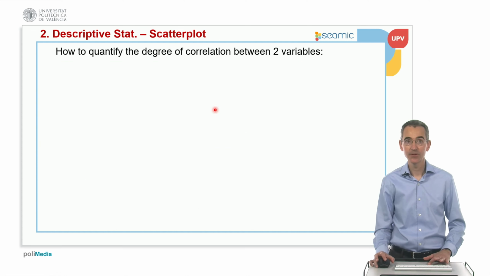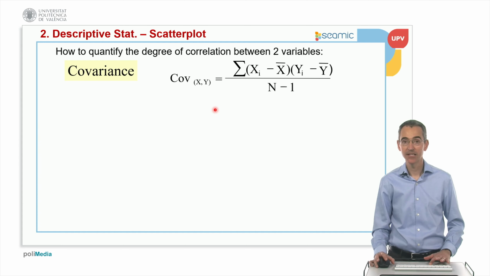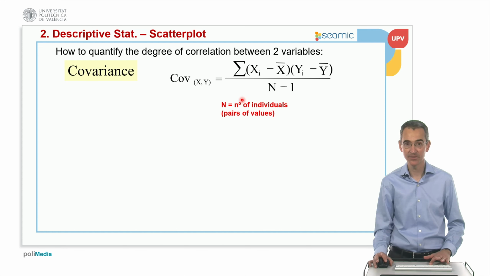Okay, then how to quantify the degree of correlation between two variables? We have the covariance. The covariance is this formula. If we have n pairs of values, for every pair we take the value of x minus the average, multiplied by the value of y minus the average. We make the sum, we divide by n minus 1, and this is called covariance, where n is the number of individuals or the number of pairs of values.